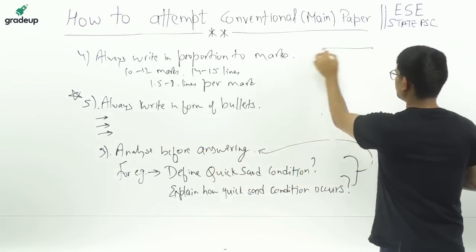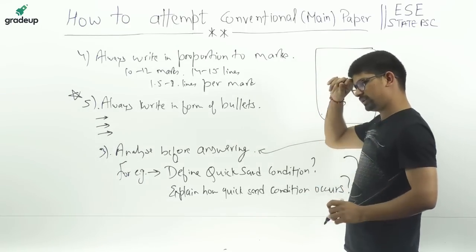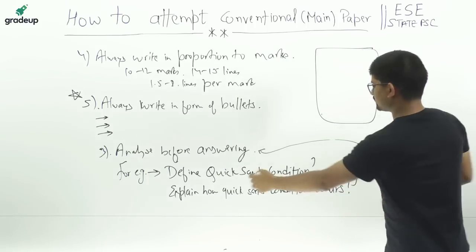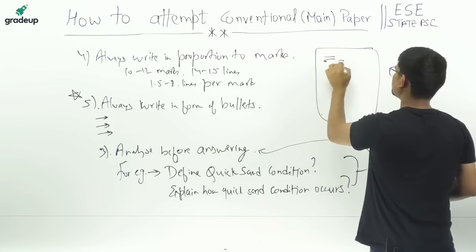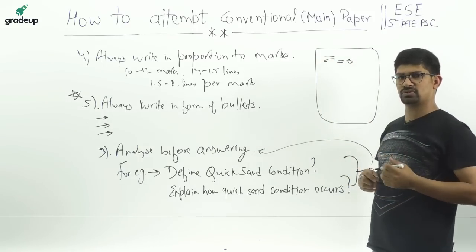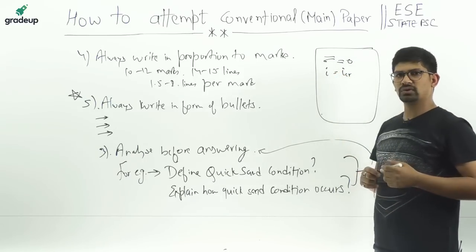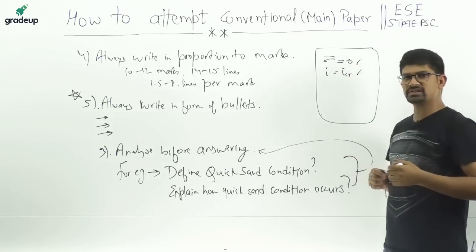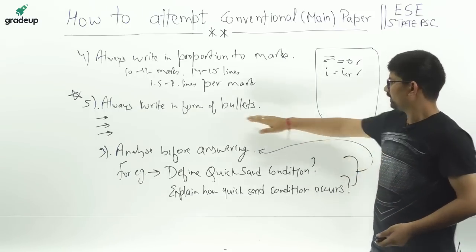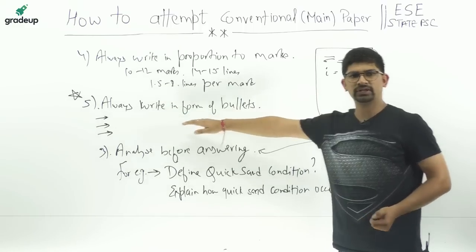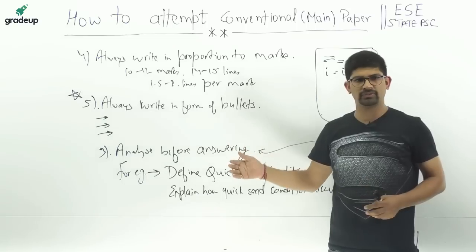In theory especially, in any topic, the examiner looks for some key points. Like if the quicksand condition is there, then sigma bar is equal to 0, effective stress is equal to 0, i is equal to i critical. So the examiner looks for these small points in the answer. If you write in the form of bullets, that will definitely fetch you good marks, and it is also a well presentable way of writing.